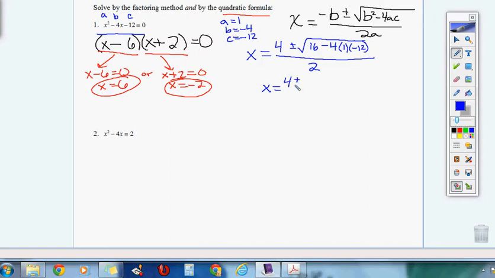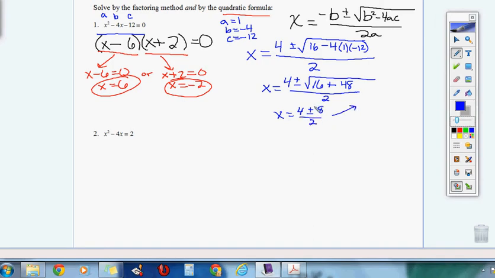4 plus or minus, and then if we do 16 minus 4, 1, negative 2, that's really a plus. Okay, so what is that plus? That's really 16 plus, and it's actually 4 times 12, so that's 16 plus 48, all over 2. Well, if you know what 16 plus 48 is, that would be 64. Well, that means the square root of 64 is coming out to 8. So 4 plus or minus the square root of 64, which is just 8, over 2.